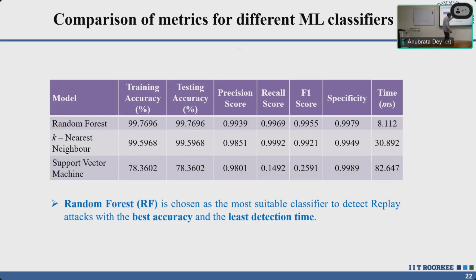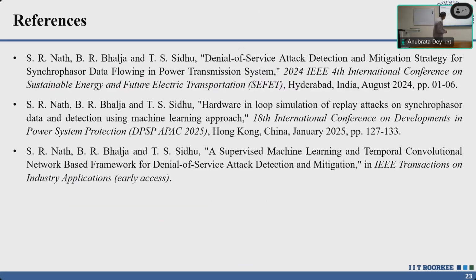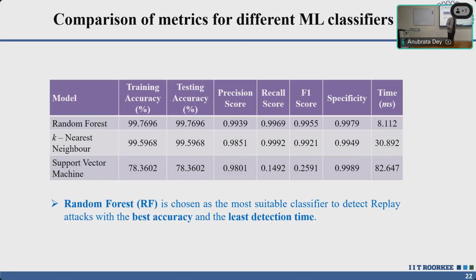Okay, if you apply, for example, I have used random forest, KNN and support vector machine classifiers. Then you can see I have shown here the training accuracy, testing accuracy, precision, recall, F1, specificity and time. Again you can see that the time for a specific classifier, let's say random forest, is minimum. In the same way, you generate such data, and you can do this type of analysis for replay attack also.